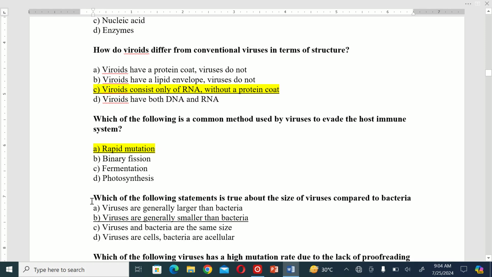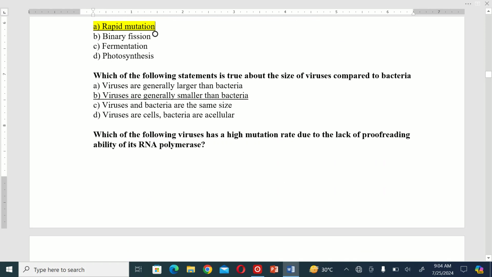The next MCQ says: which of the following statements is true about the size of viruses compared to bacteria? A. Viruses are generally larger than bacteria. B. Viruses are generally smaller than bacteria. C. Viruses and bacteria are the same size. D. Viruses are cellular, bacteria are acellular. So the correct option is B.